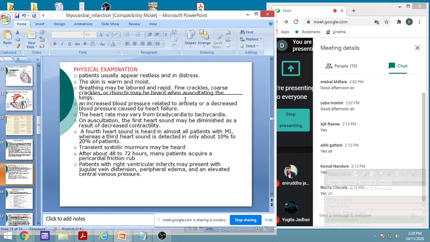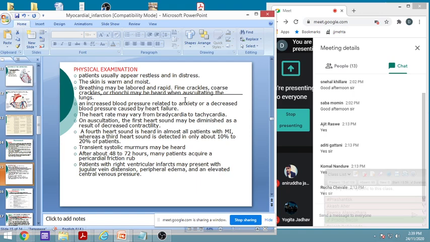Now what physical examination do we do? The patient appears restless, distressed, the skin is warm and moist, and breathing can be labored and rapid. Crackles can be there in the breathing. Fine crackles, coarse crackles, or rhonchi may be heard when auscultating the lungs. So these are various sound types, like fine crackles, a crackling sound. Coarse means slightly louder, fine are very minute. Rhonchi is again a different type of sound which can be heard when auscultating, whenever we put the stethoscope there.